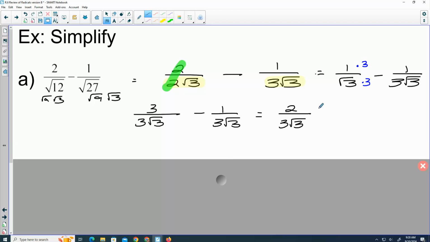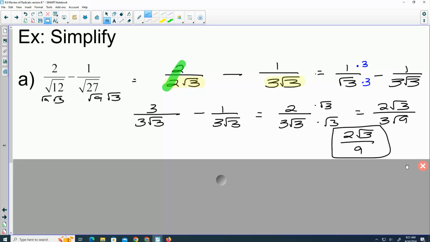No. Get the radical off the bottom, so if we multiply by the square root of 3, we get 2 square root of 3 over 3 square root of 9, or 2 radical 3 over 9. Okay, definitely not the only way to do it, but at some point we had to break down those radicals, at some point we have to get the radical off the bottom, and at some point we have to get a common denominator. Although steps could have really been done in any order, but those were the 3 things we had to do.